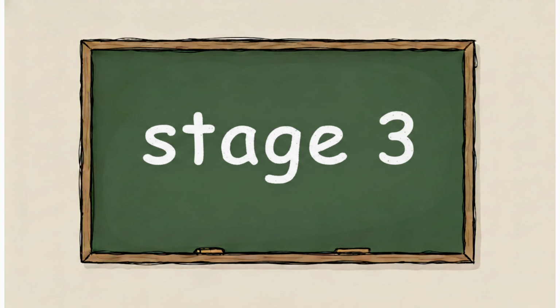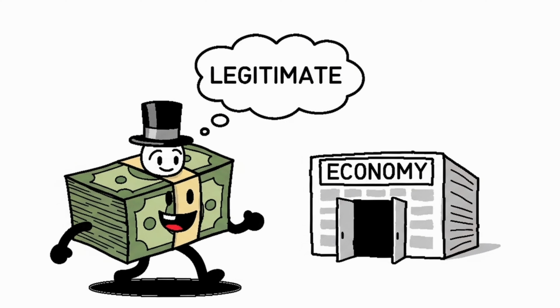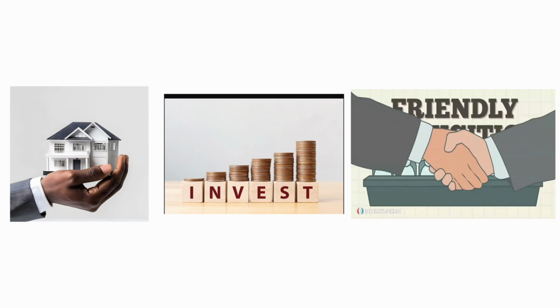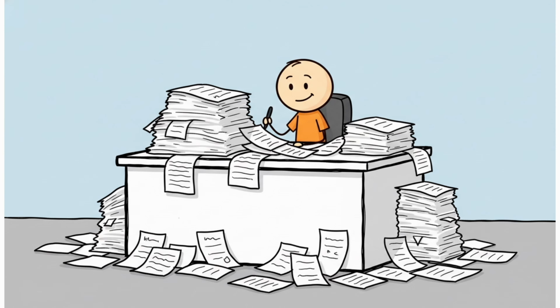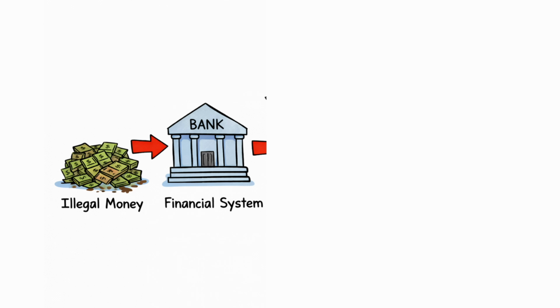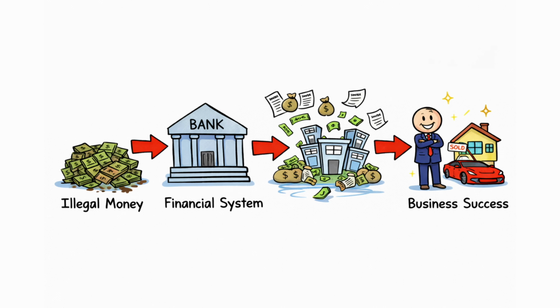Stage 3. Integration. Now the money re-enters the economy appearing legitimate. At this point, it may be used to buy property, invest in businesses, or fund major purchases. On paper, the funds now look like profits, investment returns, or business earnings. The money has completed its journey. Illegal money to financial system to complex transactions to looks like business success.